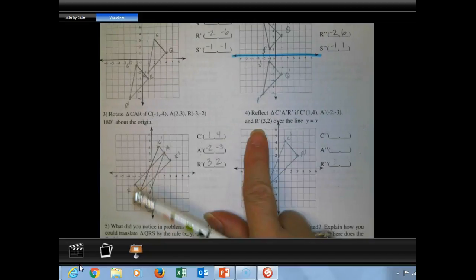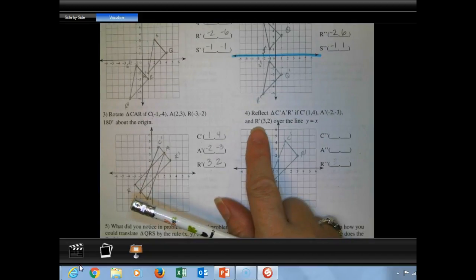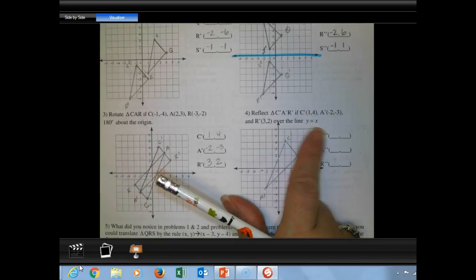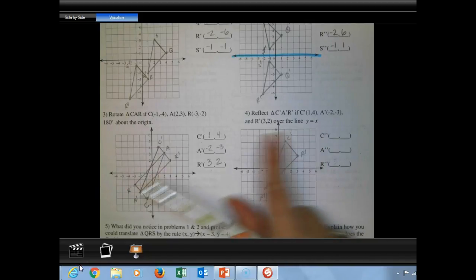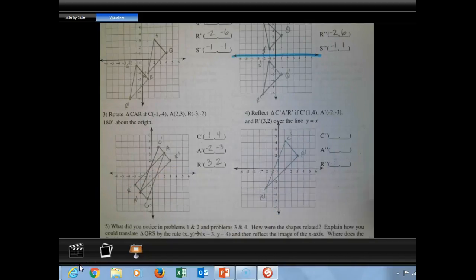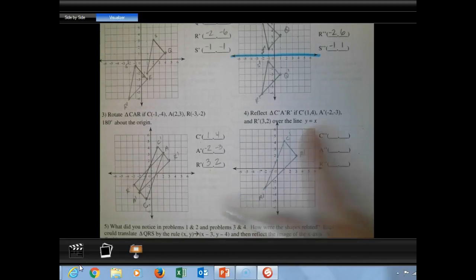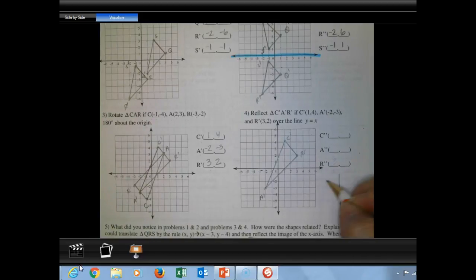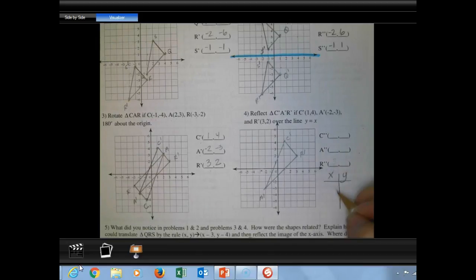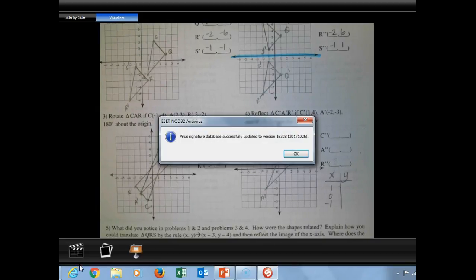What is my next transformation? Over the line y equals x. So what kind of a transformation is this going to be? It's a reflection, right? So I need to know, what is y equals x? That doesn't help me, right? So I can do a t-chart, and I know that my y is always going to equal my x. So I'm going to pick some 3 numbers. I like to pick these 3 numbers. These 3 numbers make my life easy. They're close to each other. They're simple. And we can do this.